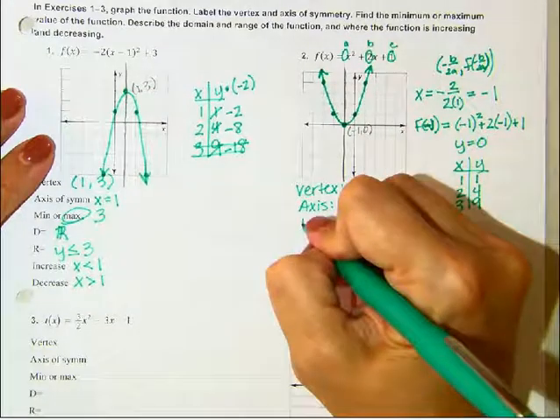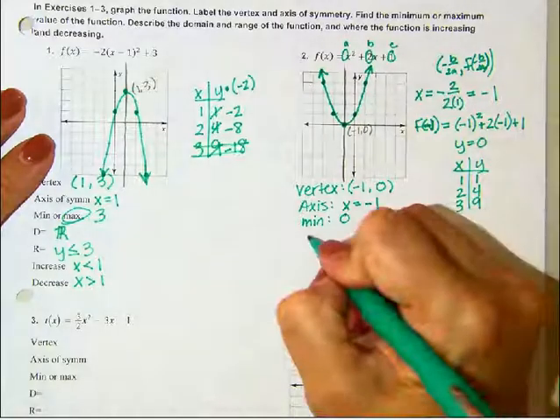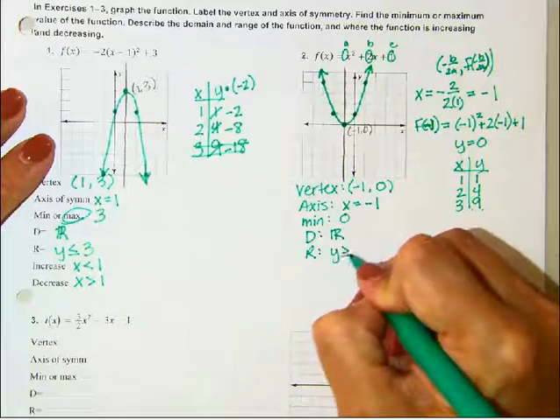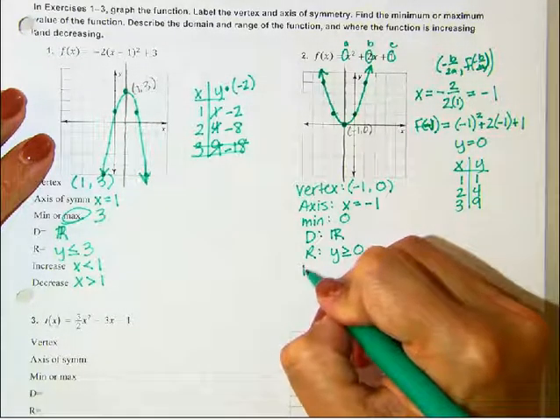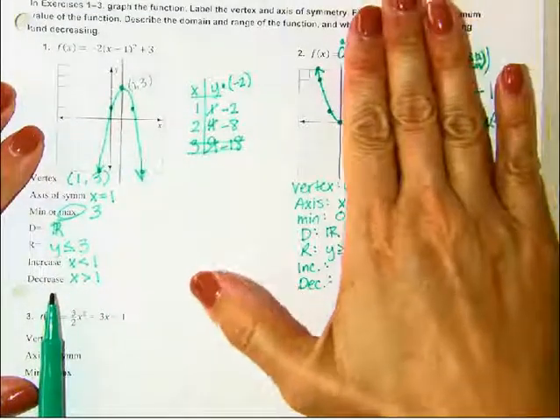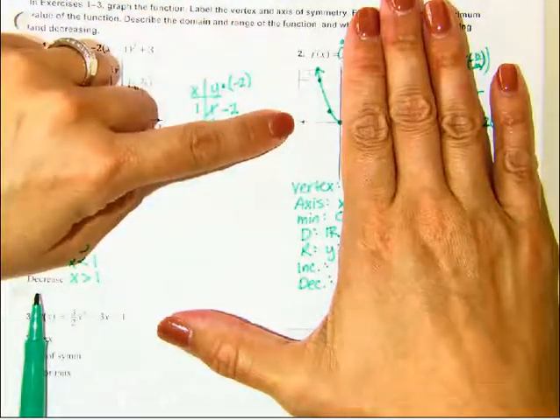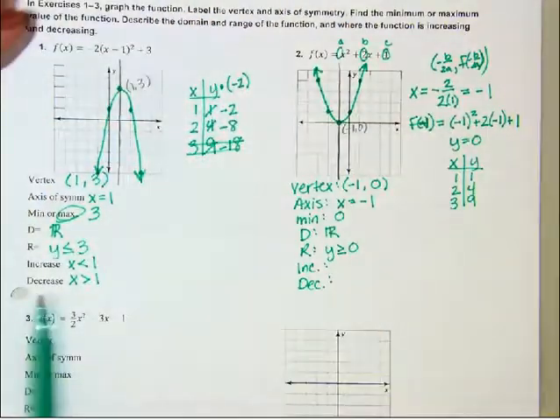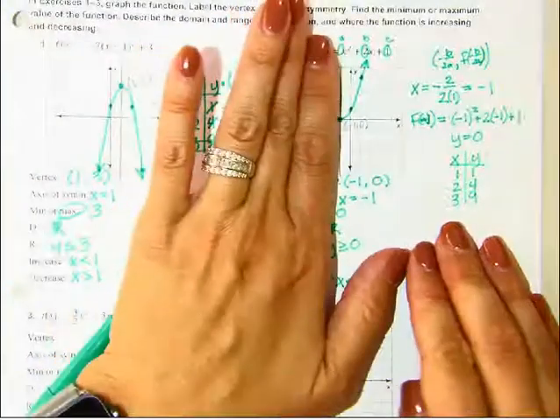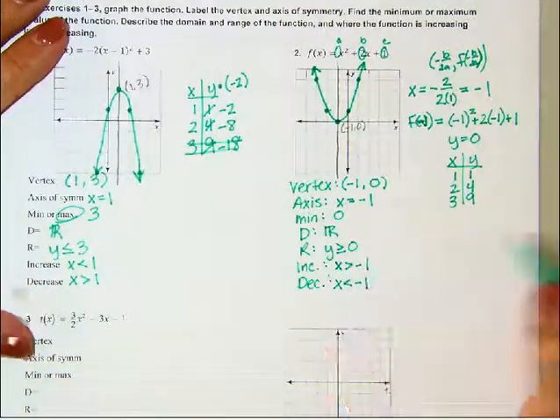So I know this has a minimum, and that minimum is when y is 0. Its domain is all real numbers, and its range is y is greater than or equal to 0. And then we need the increasing and the decreasing. So I do one side at a time. If I cover up the right side, when x is less than negative 1, it's going down from left to right. So that's decreasing: x is less than negative 1. And if I cover the left, when x is greater than negative 1, it's going up. So x is greater than negative 1 is my increase.